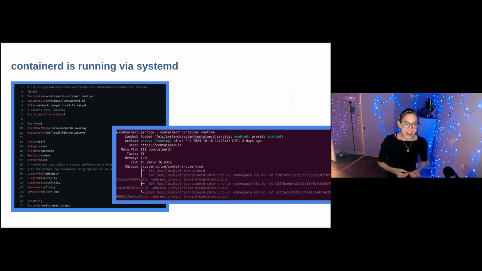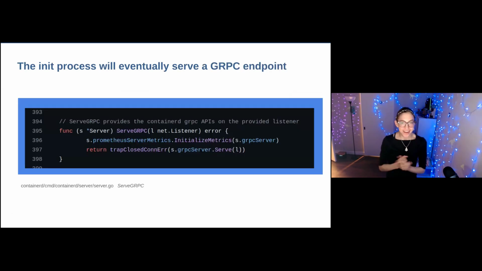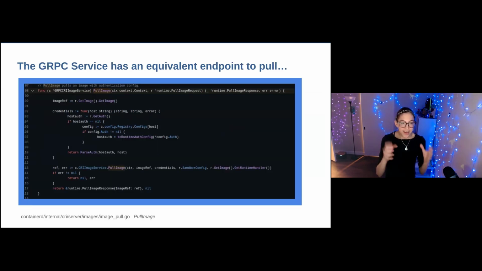Okay, so containerd is running via systemd. Here we see the service file on the left. We see it running on the right on my little dinky kind cluster I was testing on. So now we're looking at containerd source code. This is in the entry point, the command. The init process is eventually going to serve this gRPC endpoint. We see that this gRPC CRI image service also has a pull image.